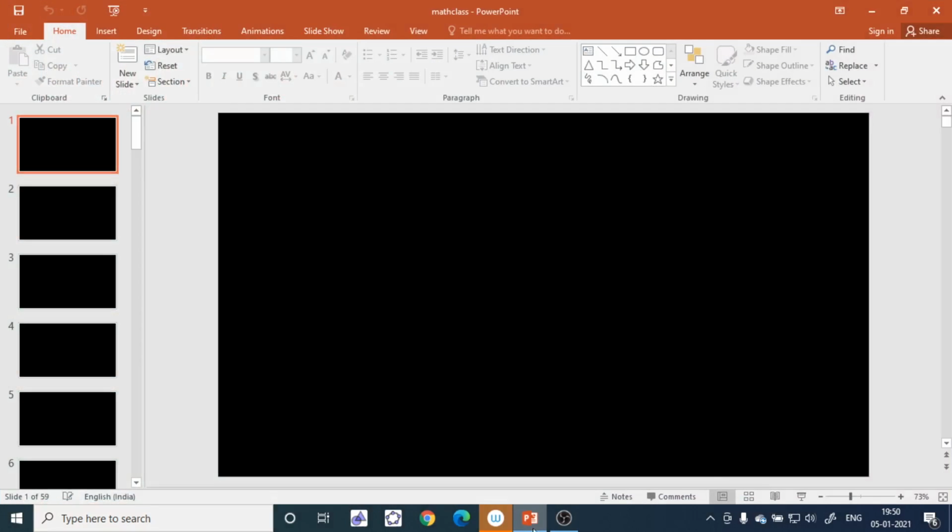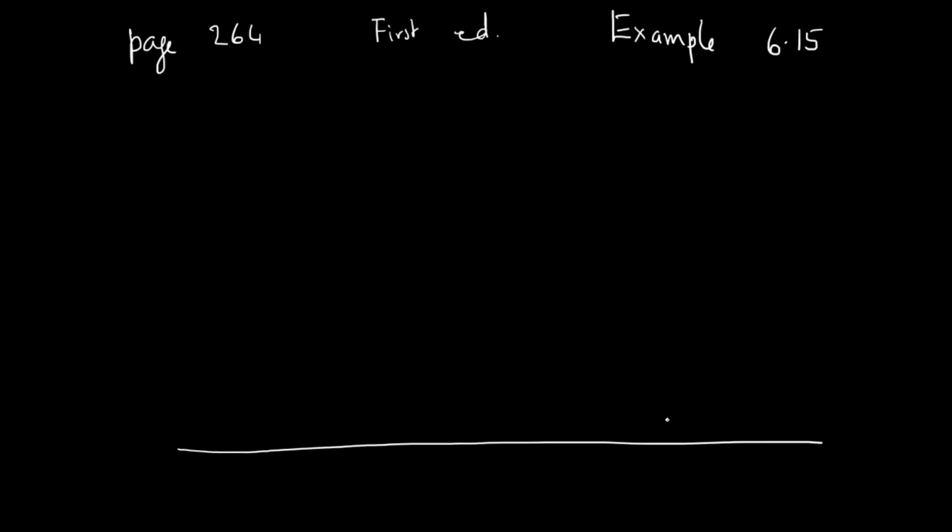Alright, so let's get to another problem solved by Kleppner and Kolenkow, and this is on page 264 of the first edition. Page 264, first edition, and the problem is example number 6.15. This is truly a beautiful example, and it's very easy to imagine what's happening, and to be able to say that we're going to predict what's going to happen is a very good feeling.